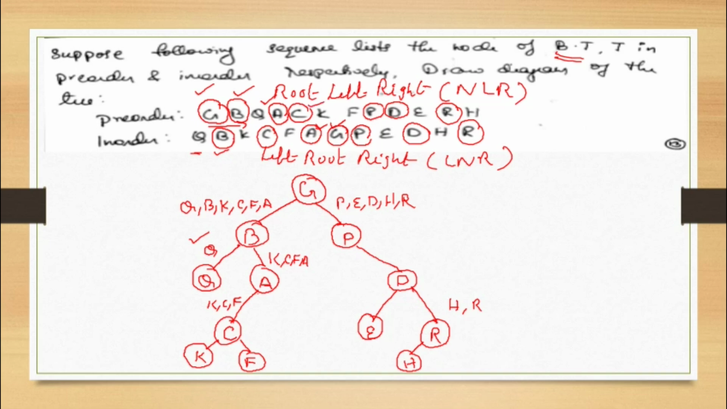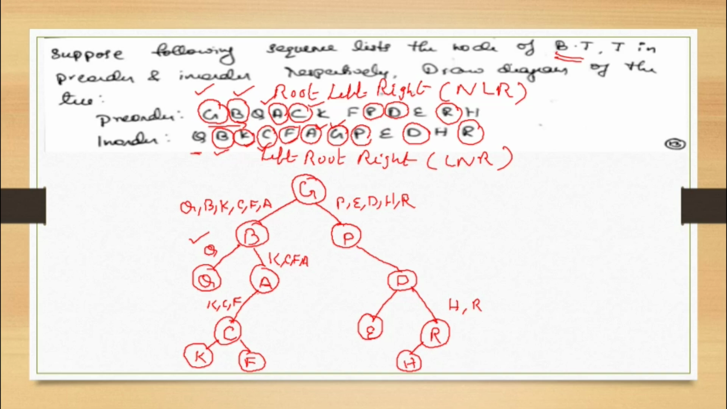So C is the root. Now look at the in-order and mark C. Then you will see that K comes to the left and F comes to the right. Just mark that also. K and F are also over. So we have marked all; K comes to the left and F comes to the right. All these are verified.